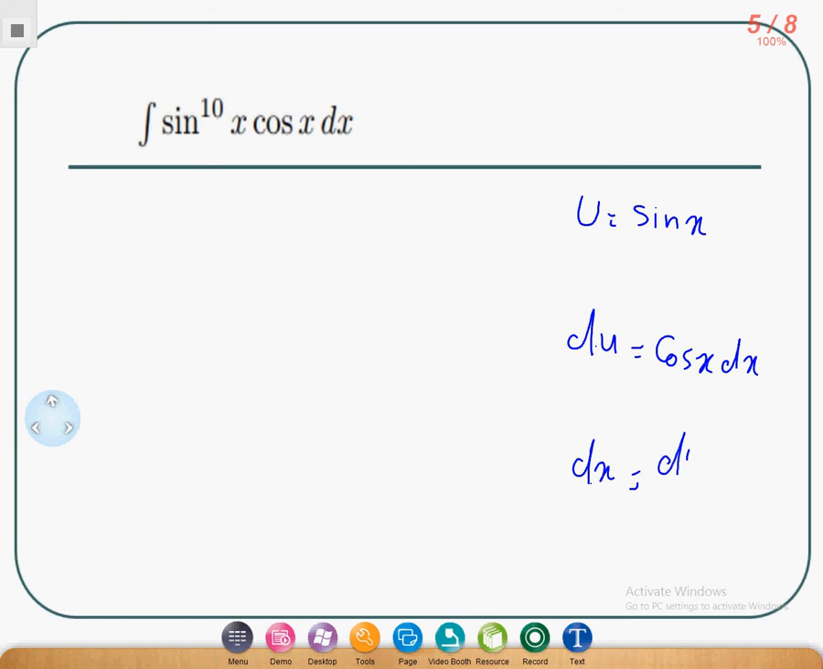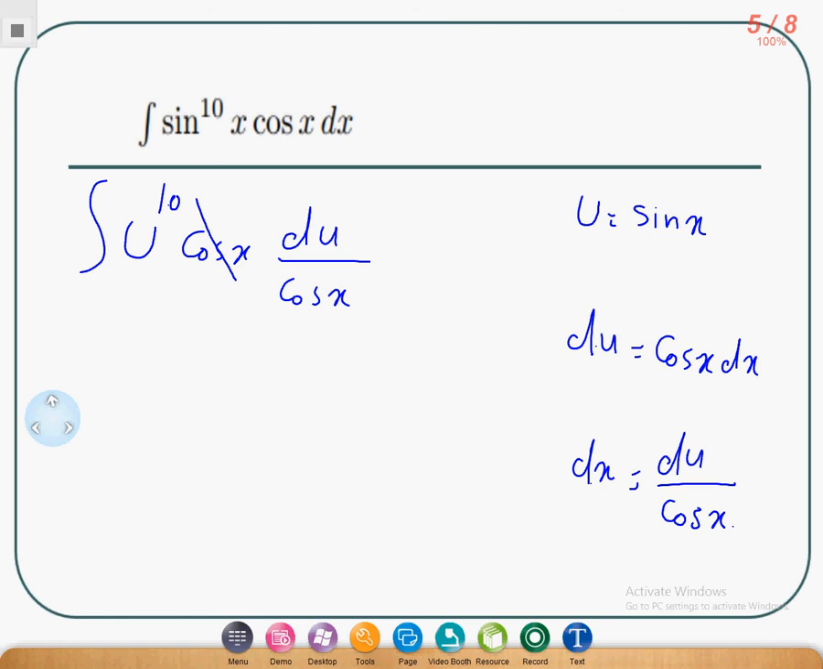Dx equals du over cosine x. Now, excellent. Substitute u to the power 10 and cosine x, leave it. For sure, you will simplify it with another term and du over cosine x. Yes, you have cosine up, cosine down, so the answer will be u to the power 10 du. Now find the integration. Increase 1, u to the power 11 over 11 plus c.